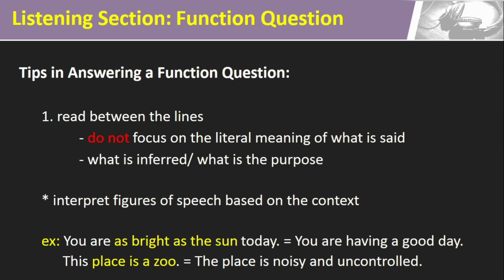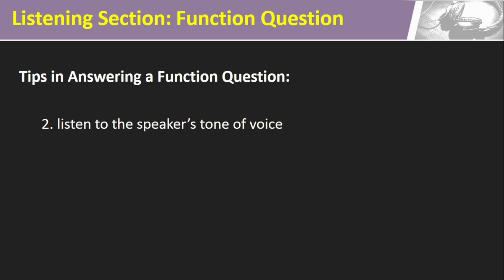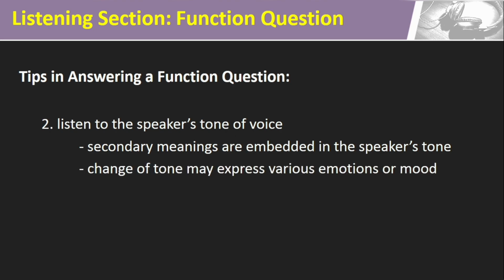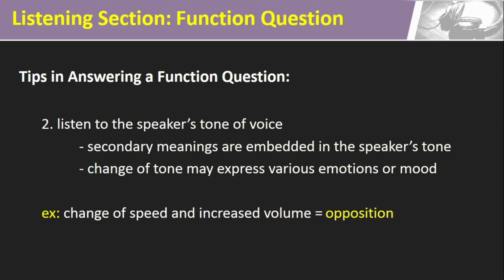And so, the next strategy is to listen to the tone of voice of the speaker. In most cases, secondary meanings, those that can be inferred, are embedded in the speaker's tone of voice. Being able to recognize his or her tone can help determine the real meaning of what has just been spoken. The speaker may alter his or her voice to indicate certain emotions or mood. For instance, if the speaker suddenly changes the speed of his or her speech at the same time increases the volume, it may be deemed as a sign of opposition or contradiction. Whereas, if the speaker lowers the volume of his or her voice, it may mean an acceptance of a fault.